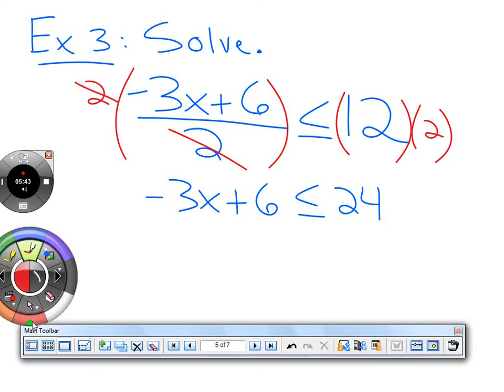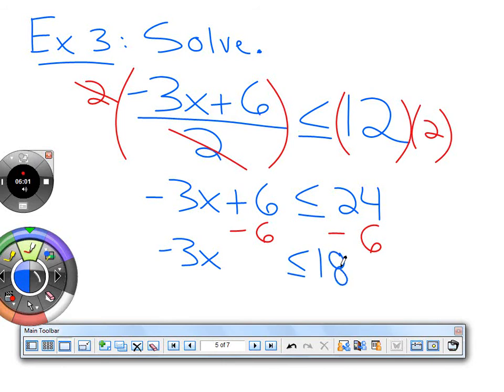And then we're going to get rid of the plus 6, so we're going to subtract that. And that will be negative 3x is less than or equal to, that should be 18.